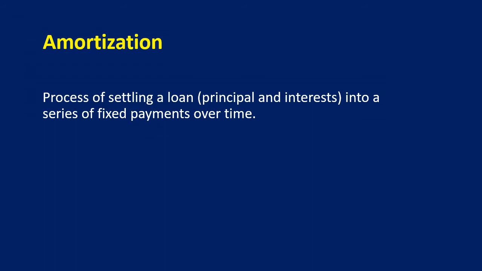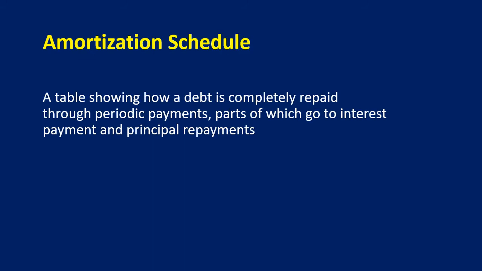All right, so let us now talk about amortization. What is the meaning of an amortization? It is a process of settling a loan into a series of fixed payments over time. Of course, when you are paying your debt, when you have an amortization, you also have what you call an amortization schedule, or a table showing how your debt will be completely repaid through your periodic payments, parts of which go to interest payment and principal repayment.